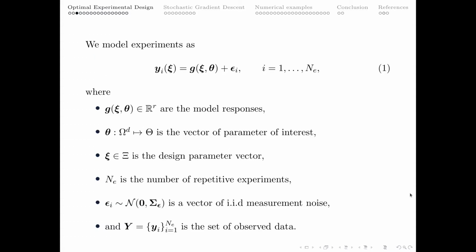So how do we model our experimental observations? Here we model it as Y. For repetitive experiments, we model each observation as the result of a model, here denoted as G, where we have theta as our parameters of interest and psi as our design parameters vector. Now for each repetitive experiment, we have a vector of IID measurement noises that we denote as epsilon, and then we gather all of the observations in a set that we name big Y.